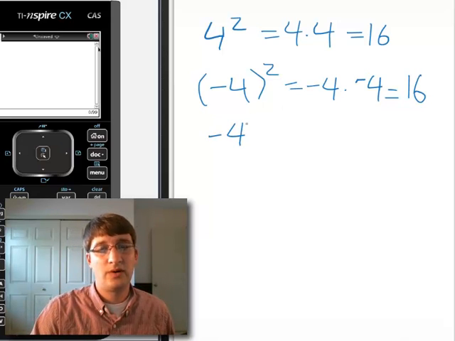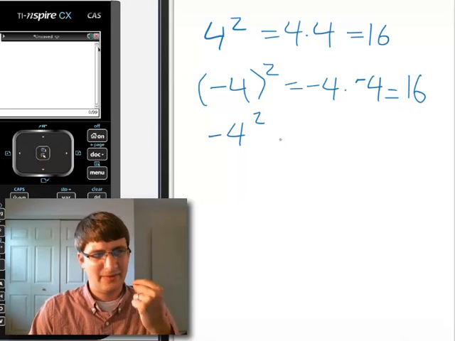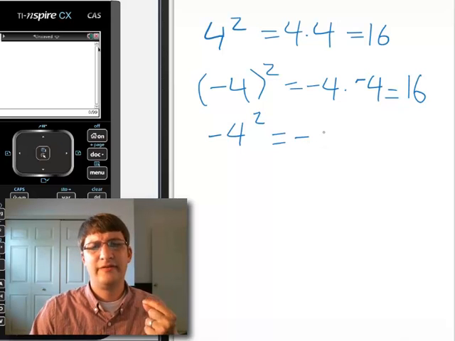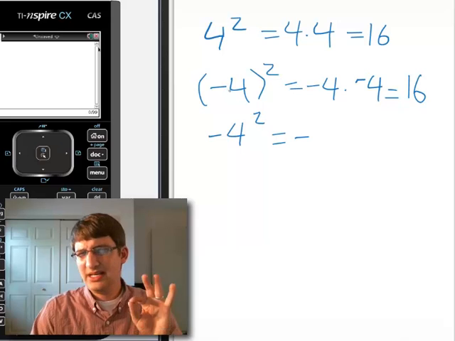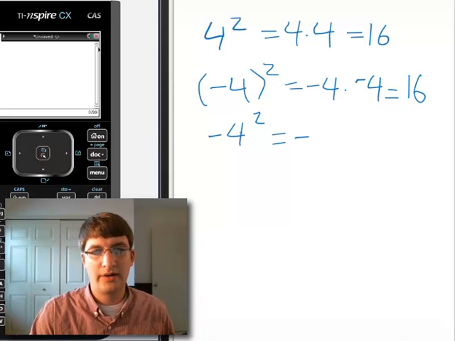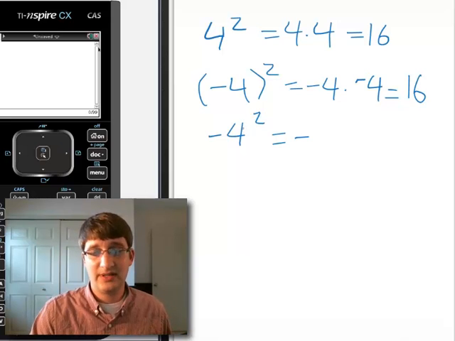Now, here's a tricky one. If I went ahead and said negative 4 squared, I would go ahead and write down the following. Negative 4 squared. Now, the difference between negative 4 in parentheses and outside the parentheses is we have to think a little bit about how order of operations work, okay? Order of operations says we have to do our exponent first before we do any multiplication.